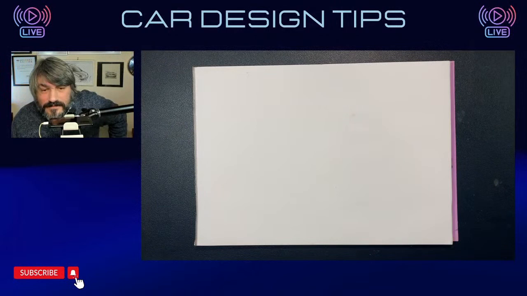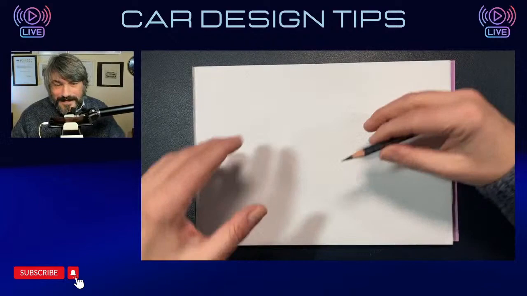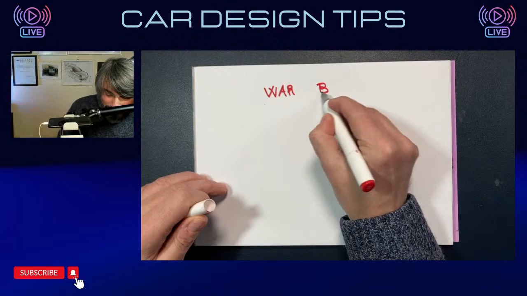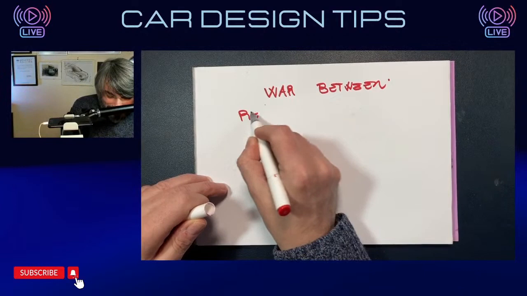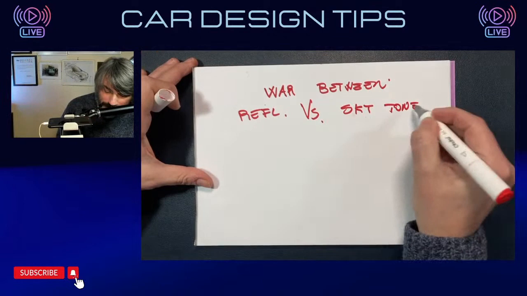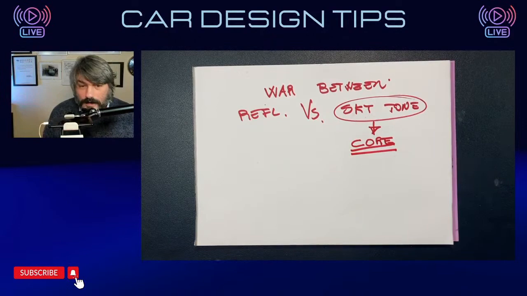Basically, the reflection must follow the shape of the car, right? Yes, it must follow the shape of the car, but at the same time, I will show you now what I call, be careful, because you're gonna have fun now, the war between reflections versus sky tone, that in technical terminology we call the core. Okay? So remember, I will use this term, the core, because here there is a little history that I have to tell you.